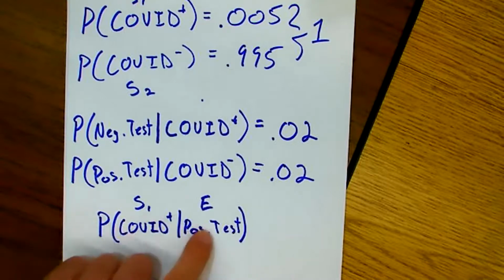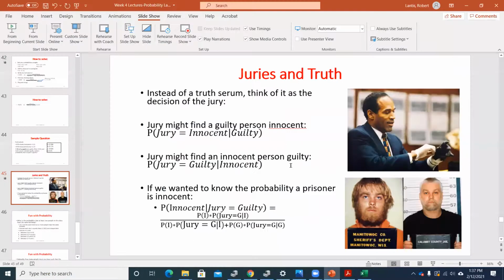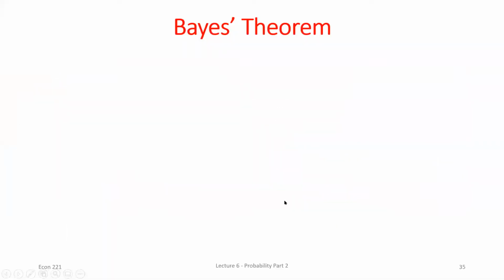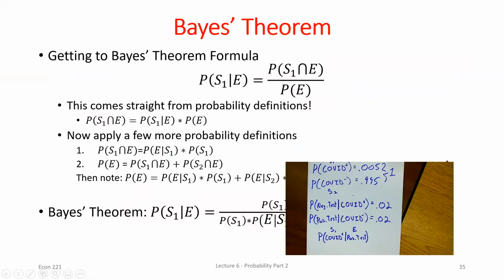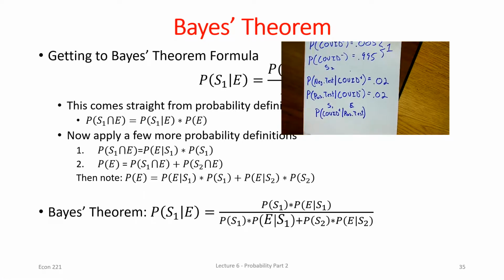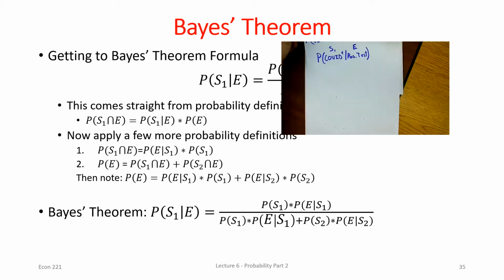So we've got our state of nature and our outcome of the test. If we go back to our slides, using this general form of the equation, all I'm going to do is write this out in the context of my example. Okay? So I've got my S1 and my outcome of the test E. So I'm just going to start writing this out in the context of our example.